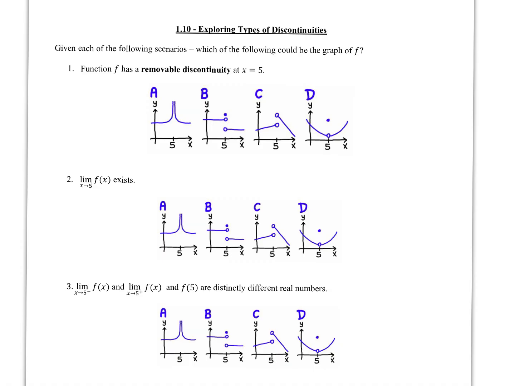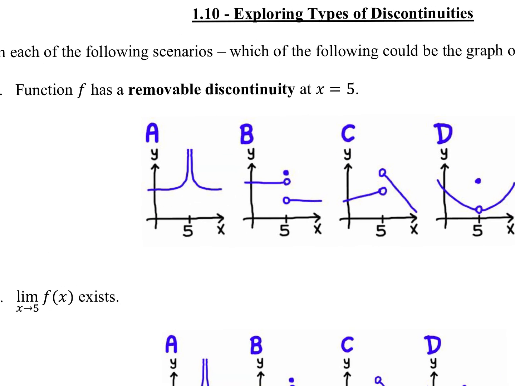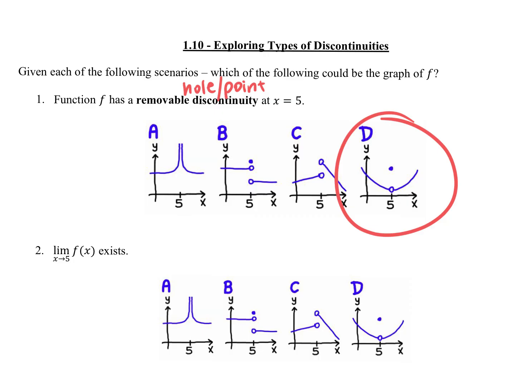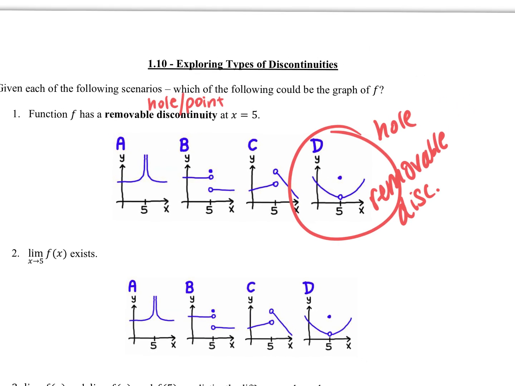Which of the following has a removable discontinuity? You guys, removable discontinuity just means which one has a hole. That is just a hole, or you could call that a point. Which one of these has a hole or a point that's making it discontinuous? A, B, C, or D? I agree. This one is just a hole, and you would call this removable discontinuity. I know I'm writing this out. They might say removable discontinuity, or they might say point discontinuity. Both of those are right.